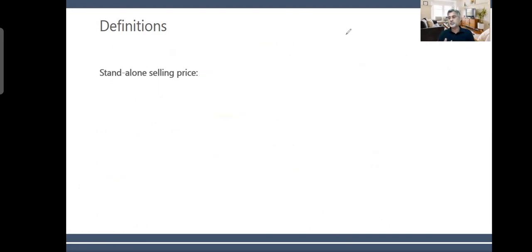Okay, so now we come back to the concept of standalone selling price. I already have explained this to you. Now what is standalone selling price? Standalone selling price means that sometimes you have some products or some deals which have multiple components. Just like I said, that $30,000, in this there was the car and there was service.